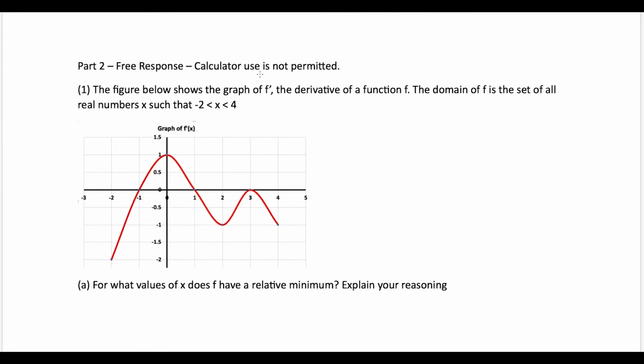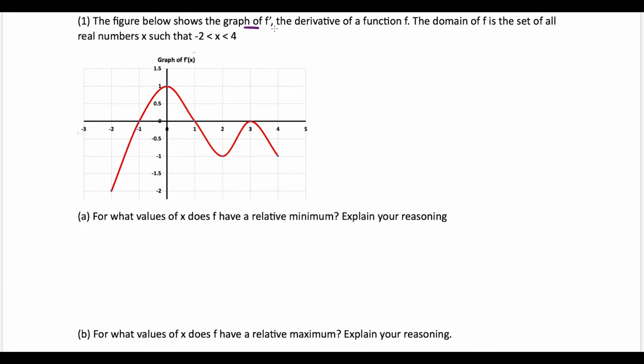So let's move on to the part 2s, and calculator use is not permitted. So for question 1, we have a graph of f prime, and we're given a domain of all real numbers where x is between -2 and 4. And here's the graph of f prime, and we want to know for what values of x does f have a relative minimum, and then later on we want to see when does f have a relative maximum.